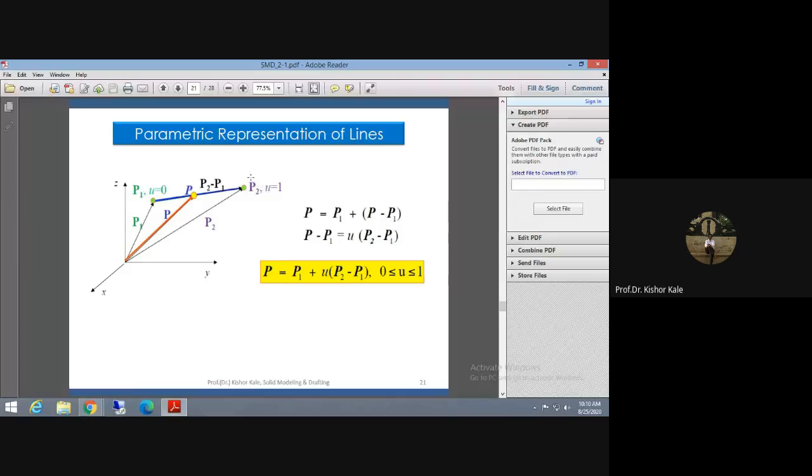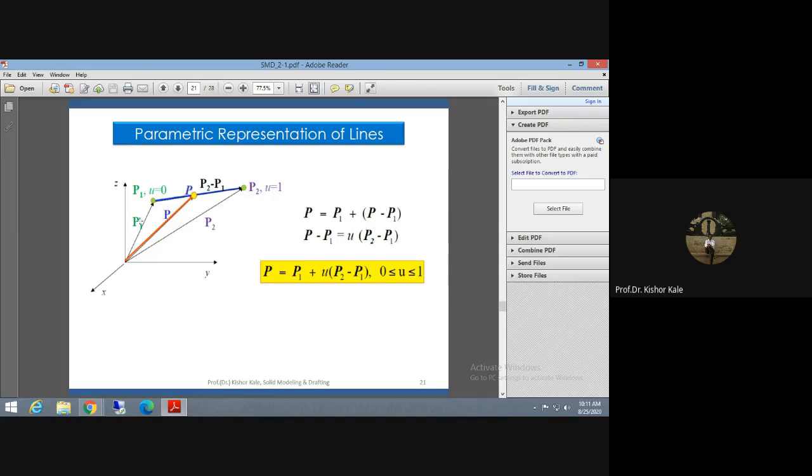That means when you write a parametric equation, it is independent of any coordinate system, and that is the main advantage of our modeling software. This coordinate system is not required. So if you want to draw a line of 5 units, you don't have to start with the origin only. You can start from anywhere in space and draw a line of 5 unit length. That is the main advantage of the parametric function.